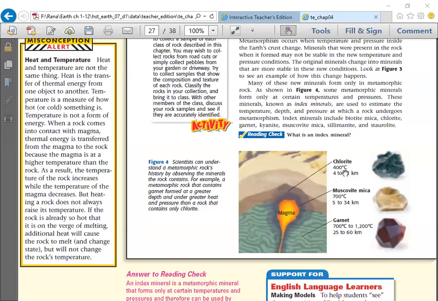Yes. These index minerals were formed from other minerals that combined together because of the extreme pressure and temperature. So that means these minerals are exclusive to metamorphic rocks only. I cannot find them in other types of rocks like igneous or sedimentary rock, just in metamorphic rocks, because they were formed because of the extreme heat and pressure. Is it clear, guys?